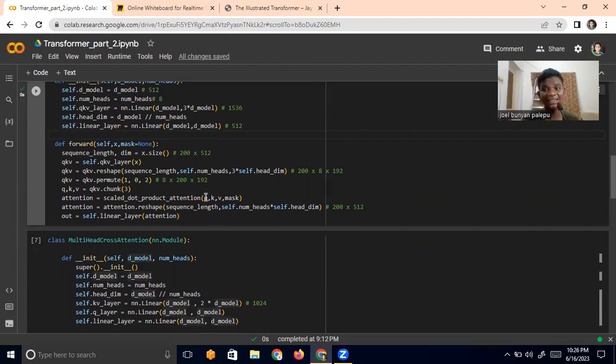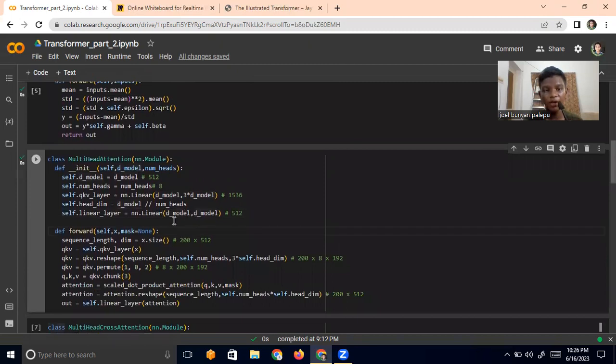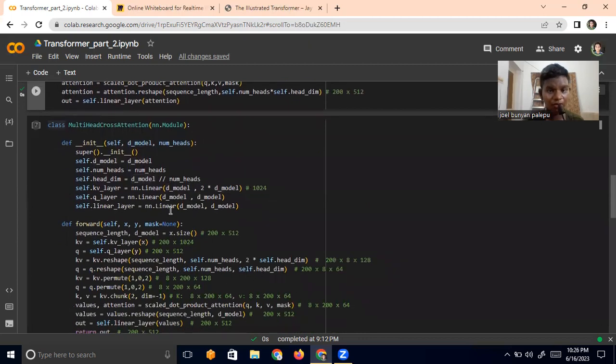So we'll actually get the attention matrix as the output, and then we reshape this attention again into a 200 by 512 matrix. Right, and then we are going to finally have a linear layer in which we take this 512 and return 512. So the output of the multi-head attention class will be a 200 by 512 dimensional matrix. Right, and then we're going to have this multi-head cross attention.